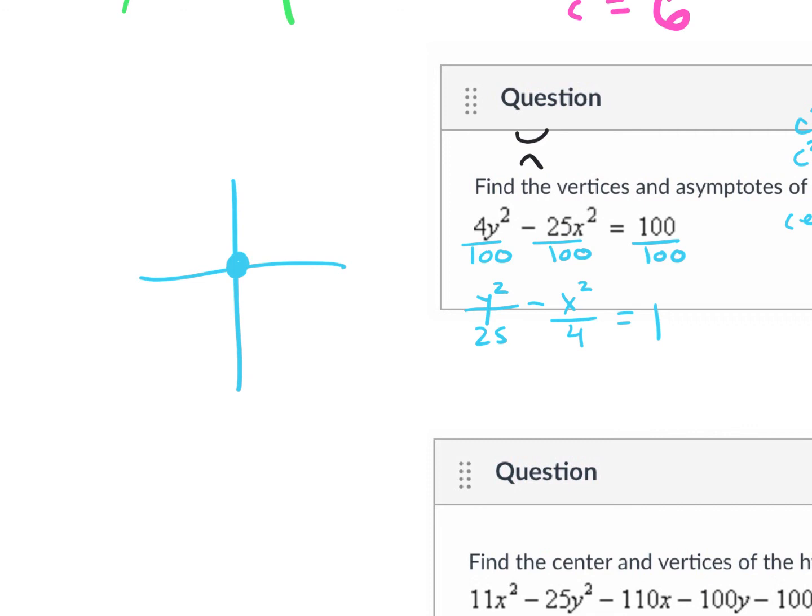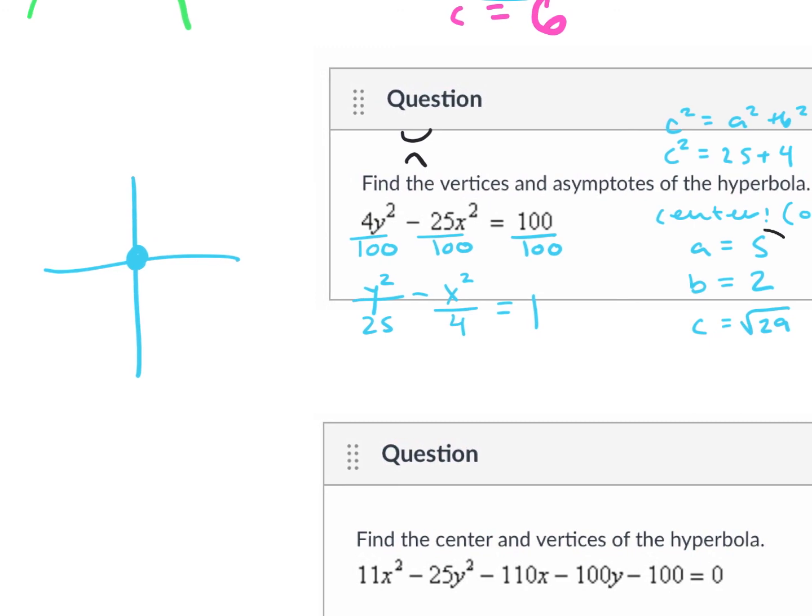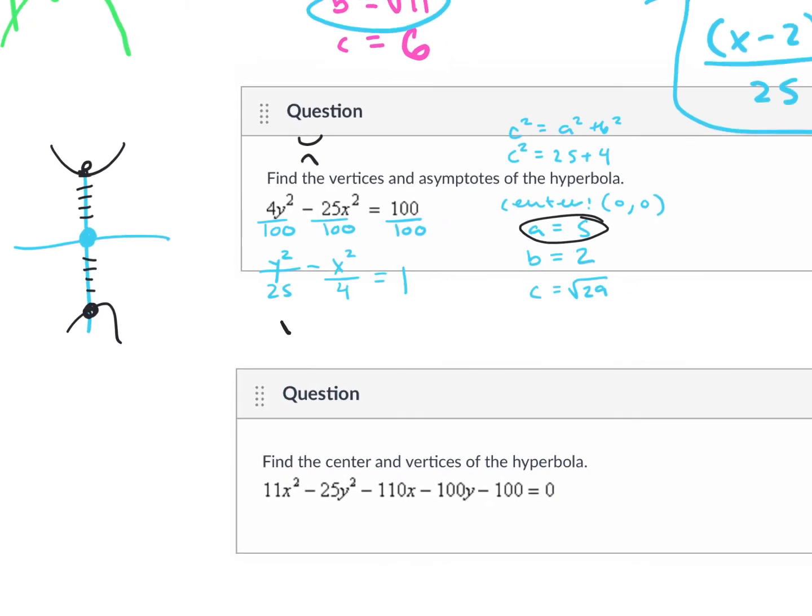So we're going to go up and down how many? How much? 5. Because a is 5, we go up 5 and down 5. So what are the vertices? What's one vertex? 0, 5. And what's the other one? 0, negative 5.